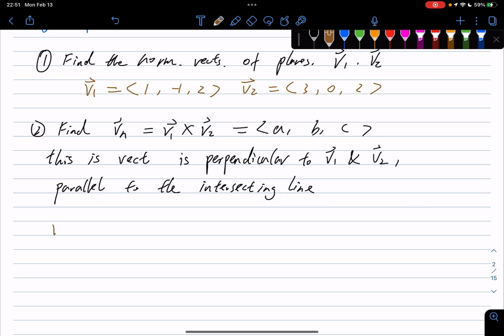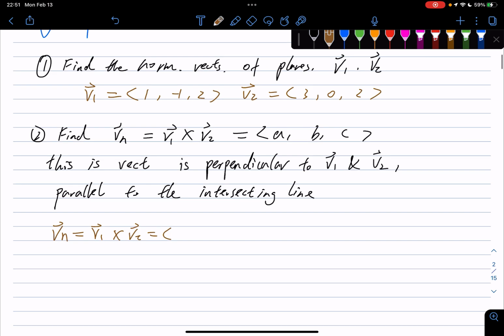So Vn equals V1 cross V2 equals, okay, what do we have? 1 i hat, negative 1 j hat, and 2 k hat, cross with 3 i hat plus 0 j hat plus 2 k hat. Okay, so that's all fine and dandy.